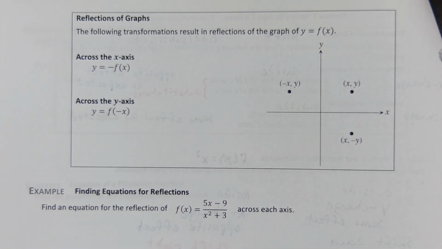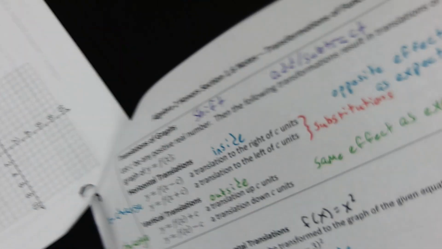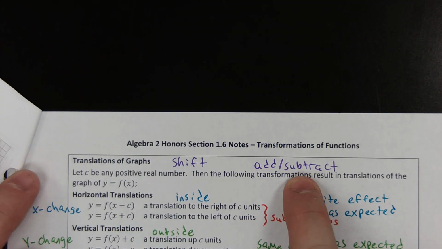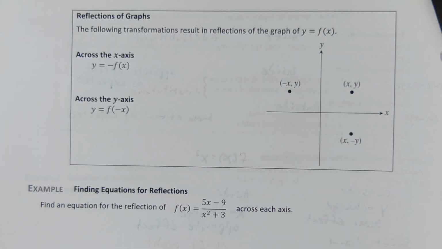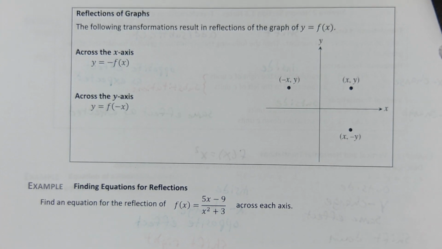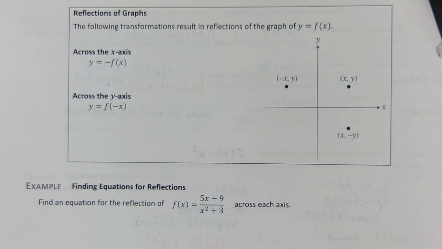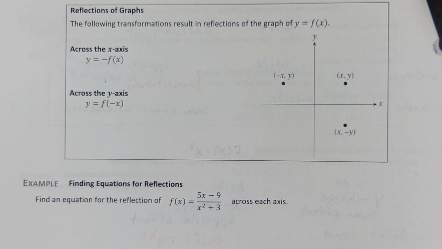And what we said was anytime you see any addition or subtraction in your equation, then that is definitely a shift. So we worked all of our shift magic. We said that vertical changes are up-down changes, are y changes. Those are always going to happen on the outside and they have the same effect that we expect them to have. And we said that our horizontal changes, our x changes, will always happen on the inside and they have the opposite effect as what we expect. And that's what we talked about yesterday.